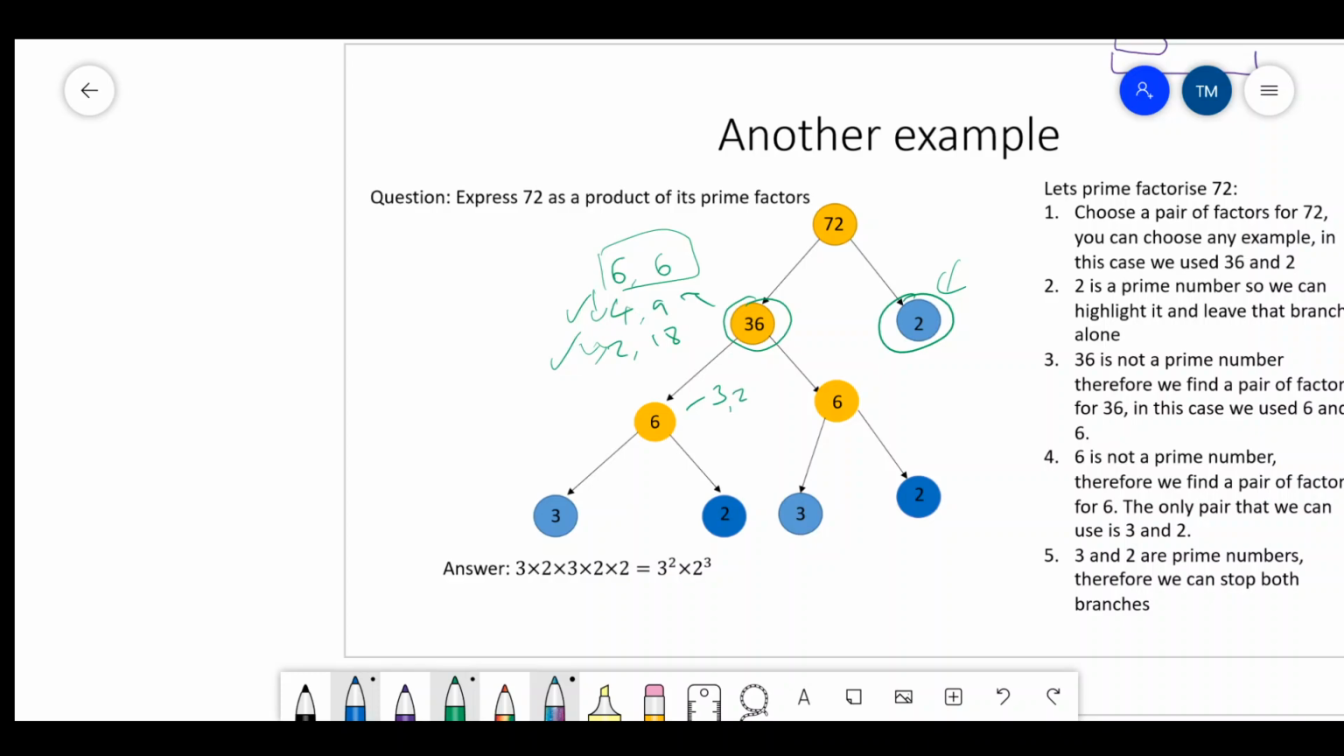Well, the only factors that it has that we can use are 3 and 2. So we use 3 and 2 for both of these, and we notice that we can finish at this point because all the ends of our branches are prime numbers. So we end up with the following: 3, 2, 3, 2, 2. So it's 3 times 2 times 3 times 2 times 2. We've got 2 lots of 3, so we say that's 3 squared, and we've got 3 lots of 2, so we say that's 2 cubed. So the answer is going to be 3 squared times 2 cubed.